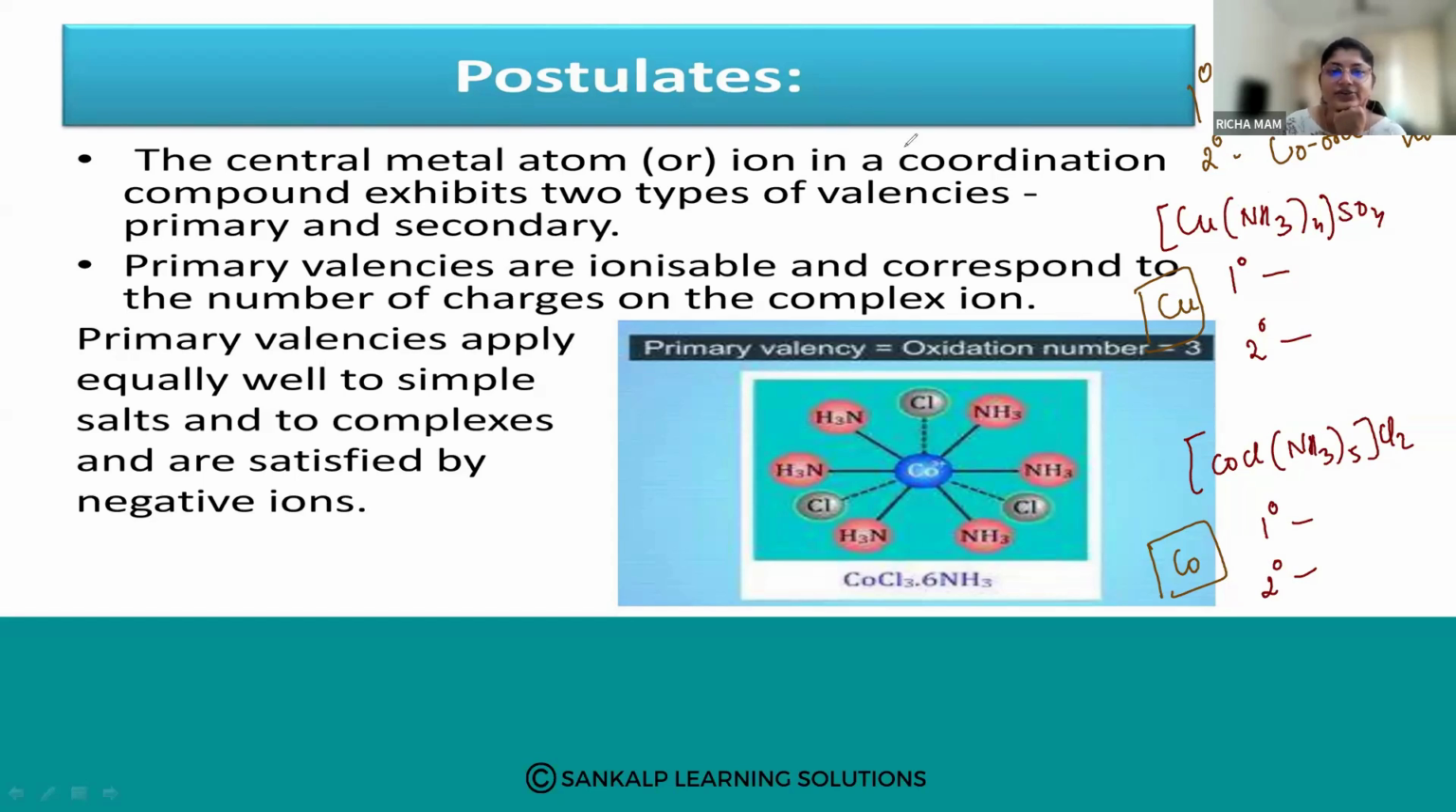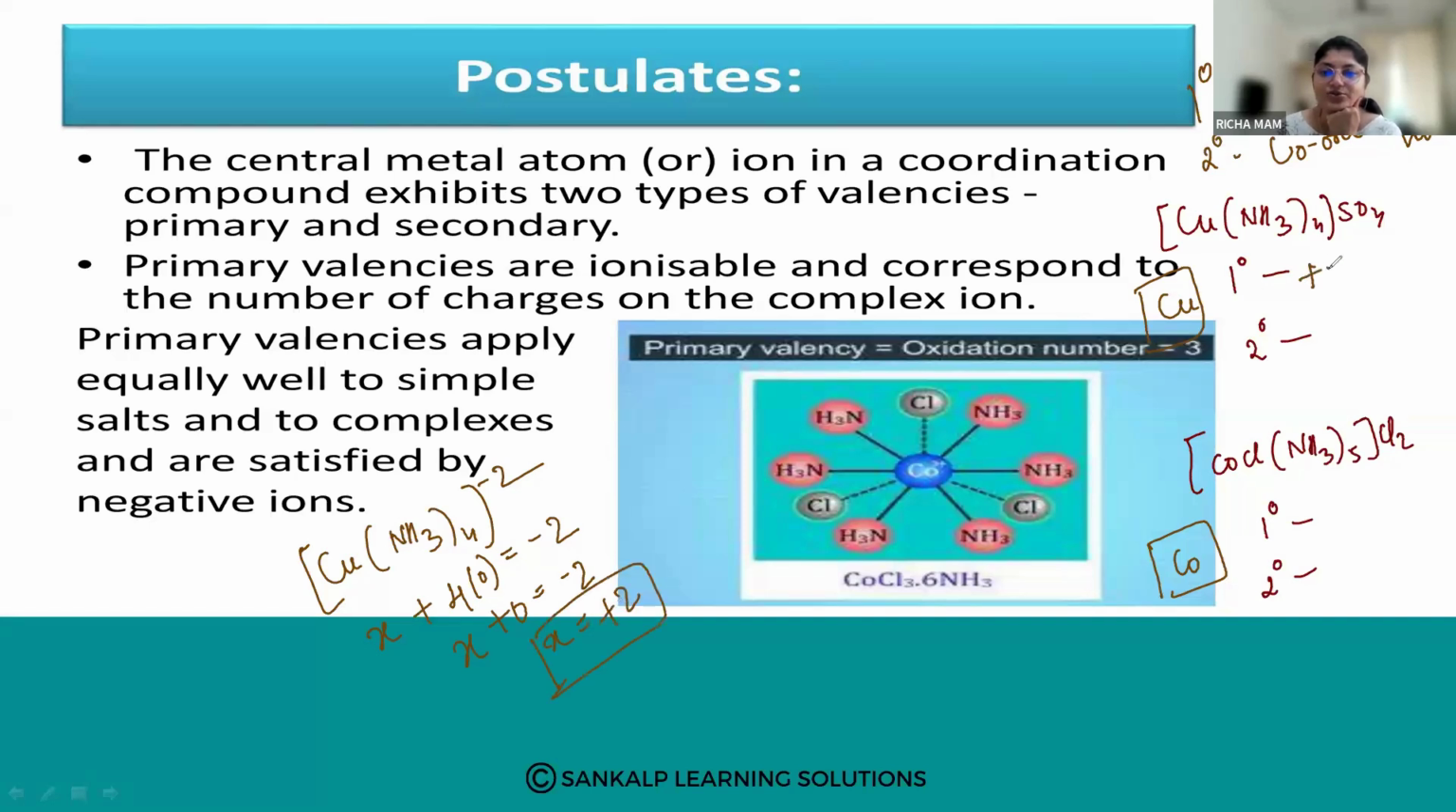See, don't get confused. If SO4 is there, what will be the charge if you remove SO4? This can also be written as [Cu(NH3)4]. SO4 is -2 charge, right? So it can be x plus, ammonia is a neutral molecule, so 4 times 0, equals +2. So x plus 0 equals +2. So x is equal to +2. So copper is +2. So the primary valency is +2.